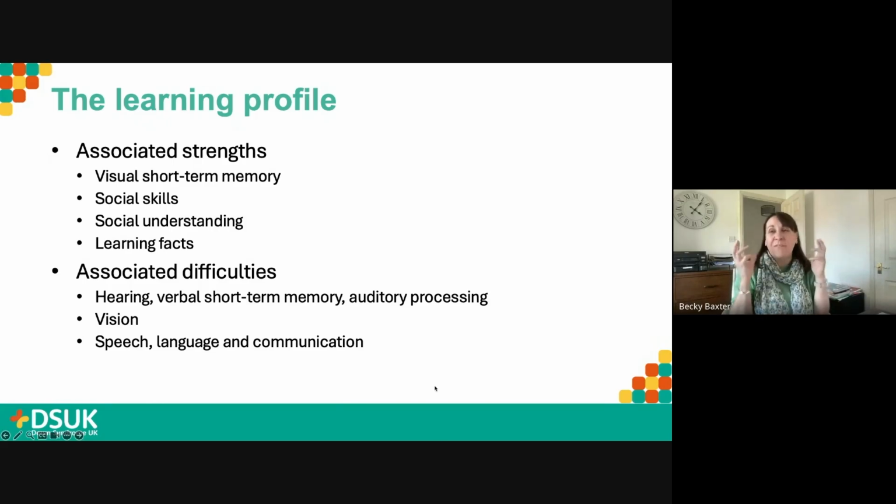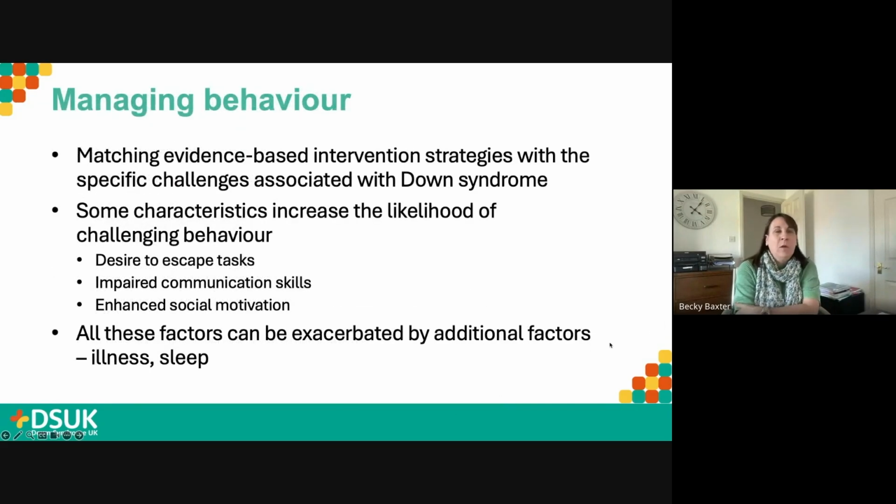Okay, so I just want to have that in our head when we're thinking about behaviour and how we're working with our pupils. So when I'm thinking about managing behaviour, we're thinking about managing evidence-based intervention strategies with the specific challenges associated with Down syndrome, which we've just done a quick refresh of.